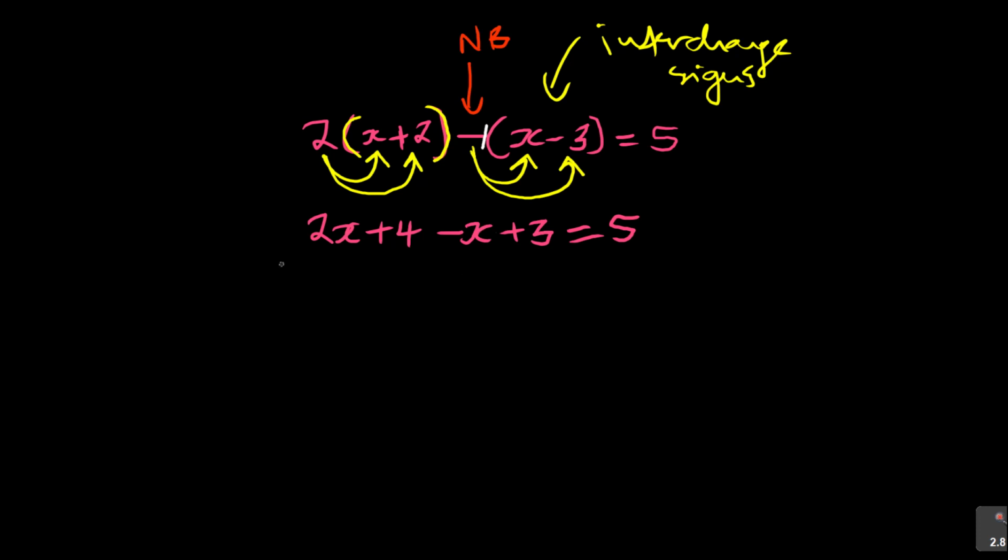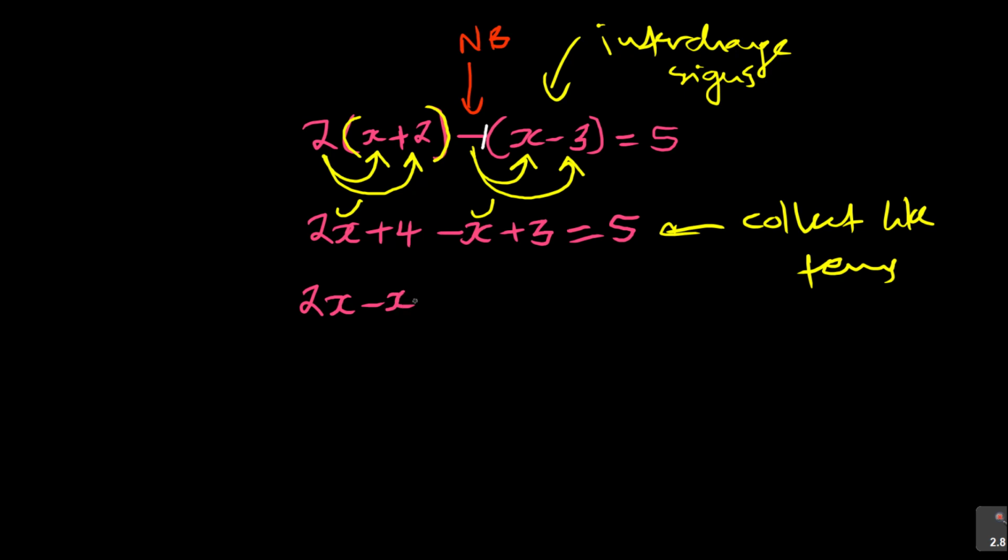What do you do from here? Now from here you collect like terms. That's what we have to do. Collect like terms. And which ones are the terms? Look at it. I've got x, I've got x, they are like terms. So what I'm going to write is 2x minus x. I'm just bringing them together.